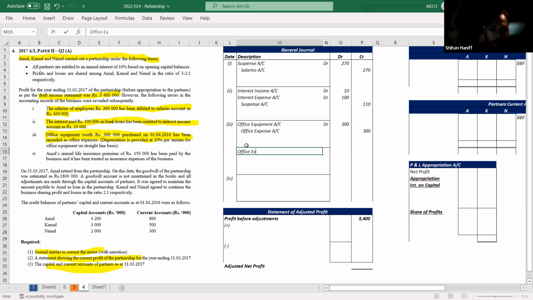Office equipment depreciation account debit. 10% means 30,000. Office equipment provision for depreciation account is credit. Depreciation account debit, provision for depreciation account credit.